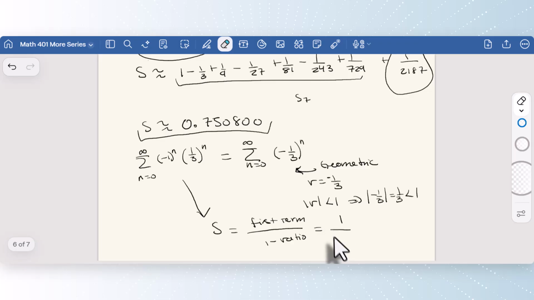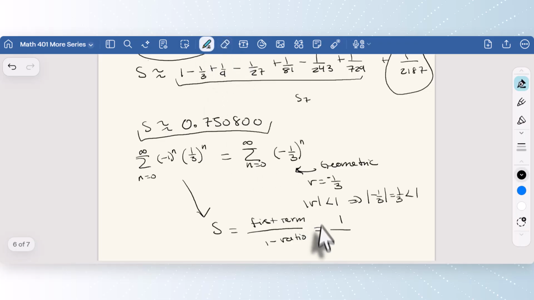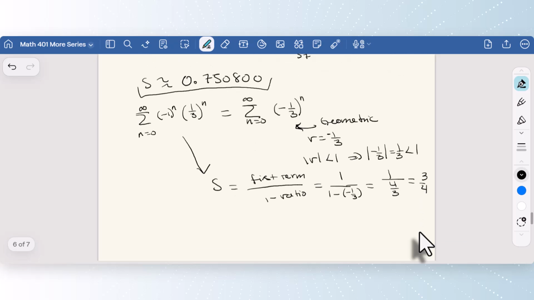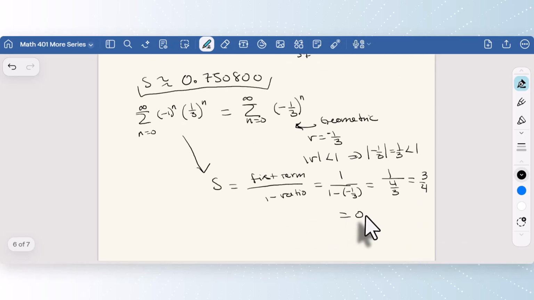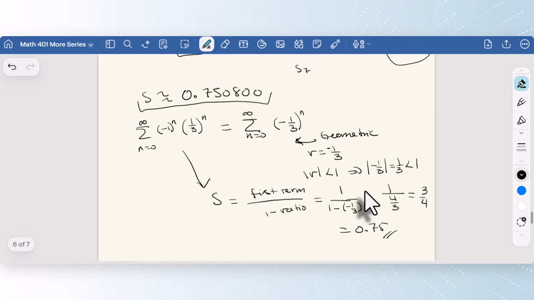So this is minus, oops, need to change back to pen. 1 minus a negative 1/3. So that means 1 over, what's that? So 3/3 plus 1/3, so 4/3. Okay, so then that's 3/4. And that is 0.75. I was thinking that it wasn't making sense before.